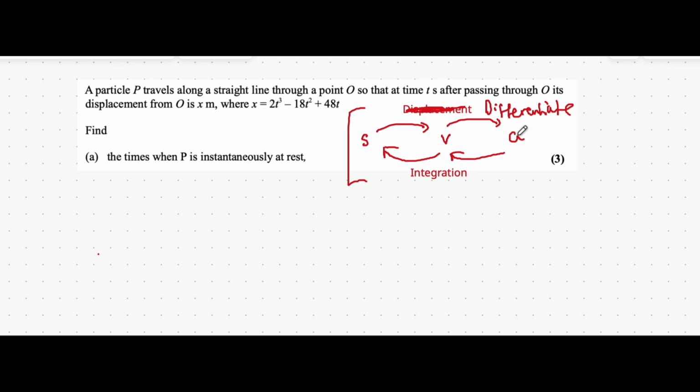I used to write it myself when I was doing A-level maths on the corner of the page. But essentially, whenever you go to the right, you differentiate. For example, you differentiate velocity to get to acceleration, whereas whenever you go to the left, you integrate. For example, to go from acceleration to velocity, you'd have to integrate acceleration to get to velocity.